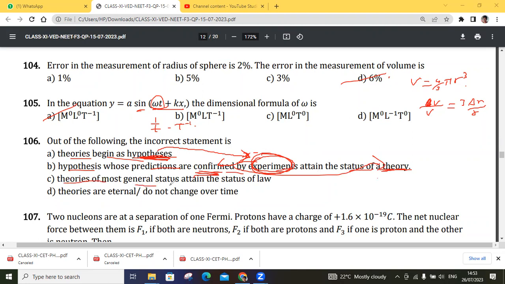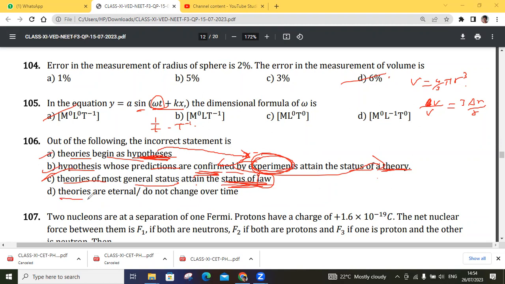And a theory of most general status attains the status of law. If a theory is seen more generally, then we will call it a law. So these three are correct.